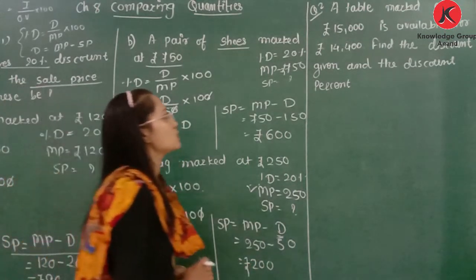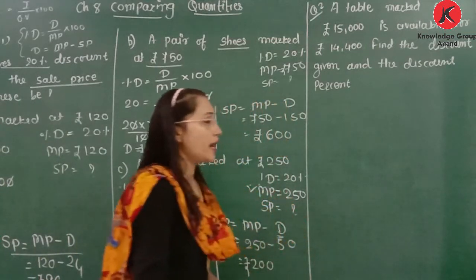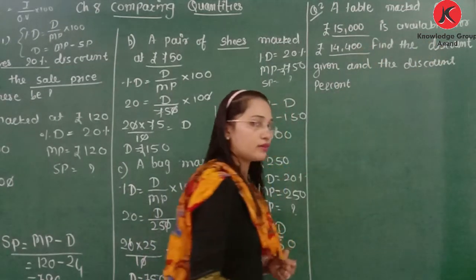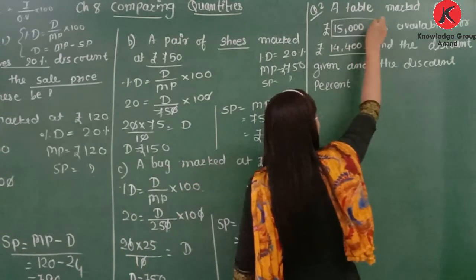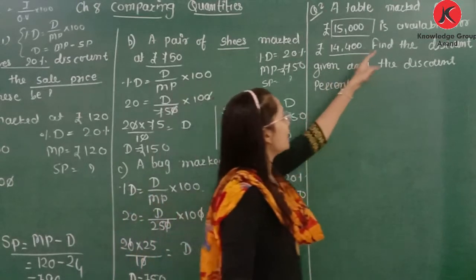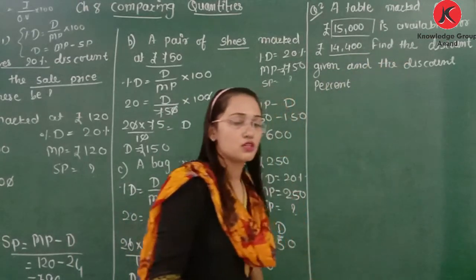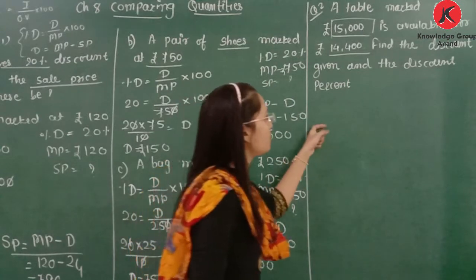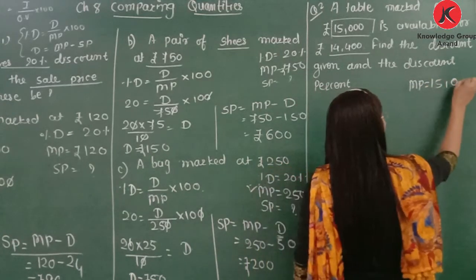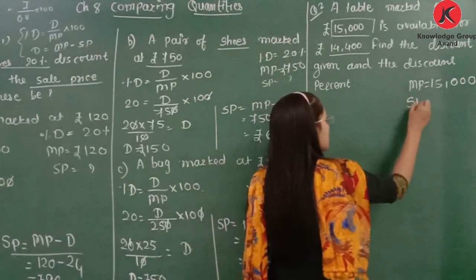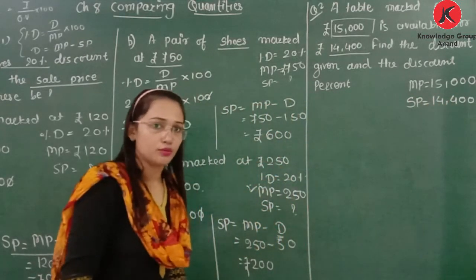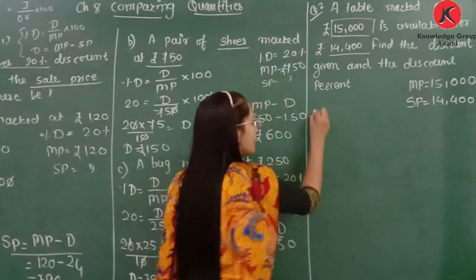Clear? Now next one. A table marked at rupees 15,000 is available for 14,400. Mark price is 15,000 and after discount we need to pay 14,400. Find the discount given and the discount percentage. So find the discount in rupees and discount in percentage. So first of all, whatever information is given, we can make a list. So mark price is given, 15,000. Selling price is given, means after discount we need to pay 14,400. So how much do we need to pay less? That is our discount.